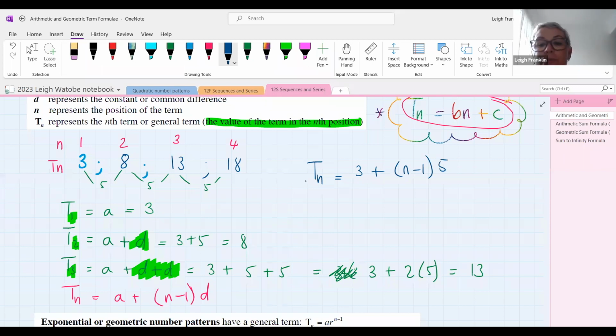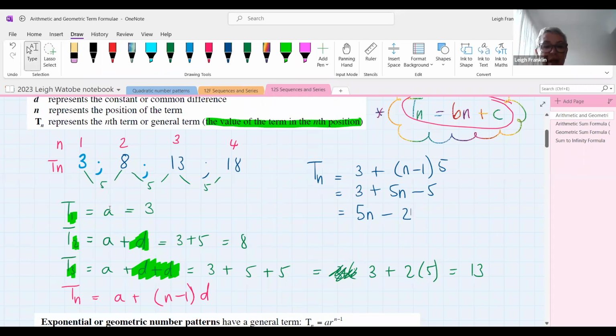So I'm going to distribute my 5 into the brackets. This gives me 3 plus 5 times n is 5n, 5 times negative 1 is negative 5, and then I have to simplify it. I'm going to bring the n term to the front, and 3 minus 5 gives me negative 2. That's how you would find the nth term using a plus n minus 1 d. Everybody good with that? How are we feeling?